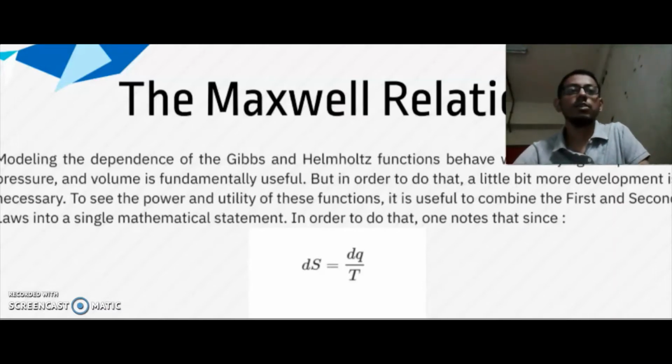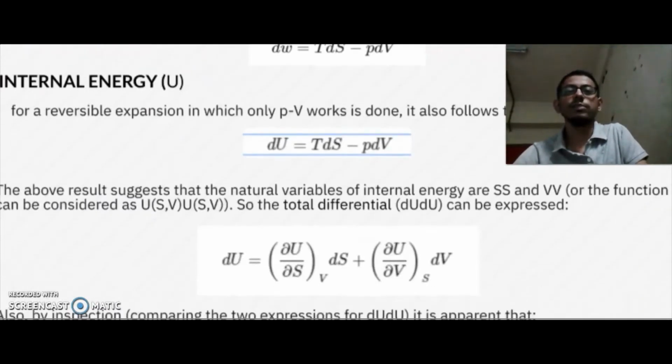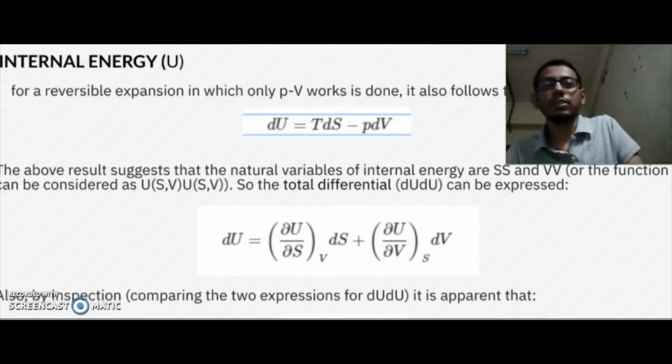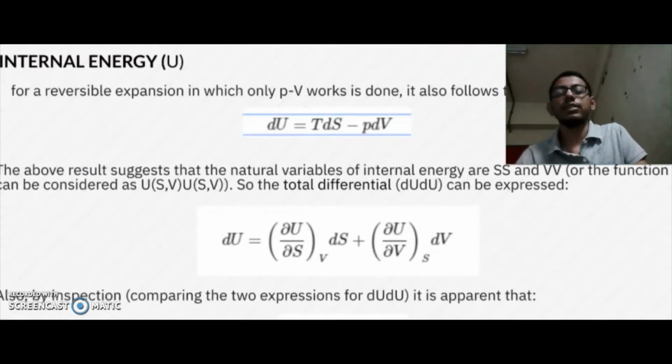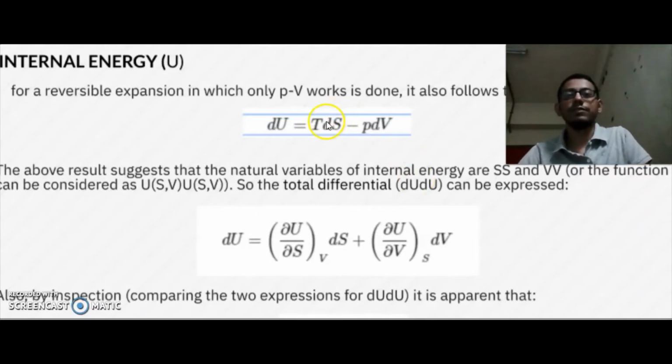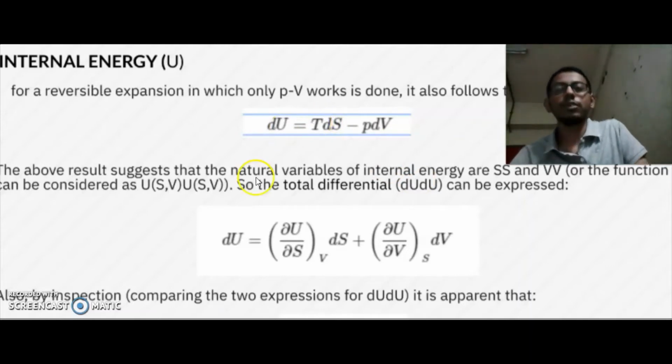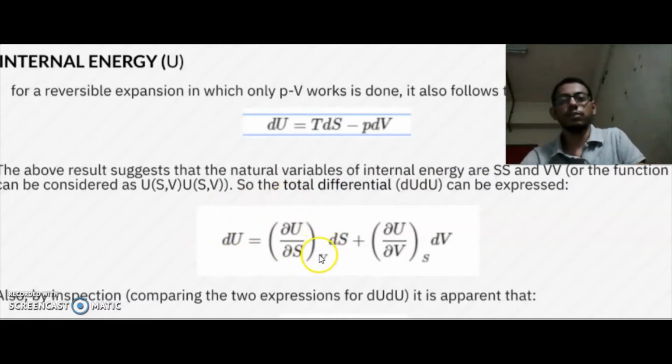and enthalpy. So for example, for internal energy, as seen here, the differential internal energy can be defined as temperature times the difference in entropy minus the pressure times the difference in volume. If you do a total differentiation, you will get this equation: dU equals the partial differentiation of internal energy over entropy at constant volume times the change in entropy, plus the partial differentiation of internal energy over volume at constant entropy times the change in volume.